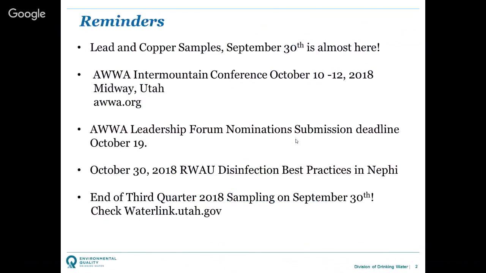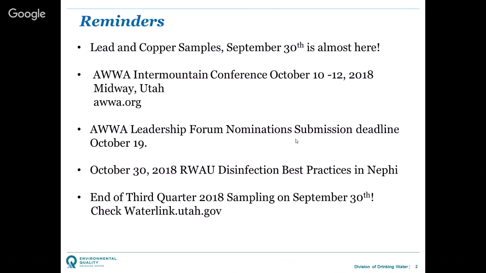A few quick reminders and announcements leading in. September 30th is right around the corner. That is the end of lead and copper sample season. If you are on 3-year or 6-month monitoring for lead and copper, and this is your year, you need to complete that sample now. And you need to check WaterLink and see that we've gotten your samples so that we can make sure that you avoid the violations that will be run.